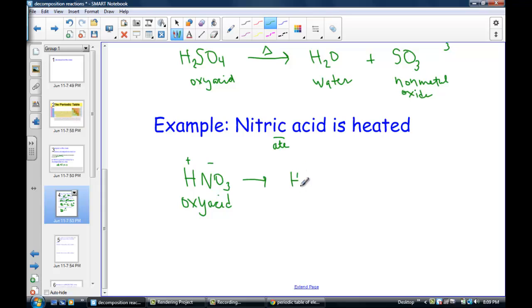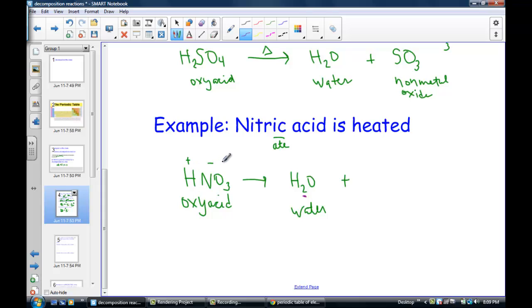Remove the water. I know water must come out. But now what do you notice here? I just want to play a little chemical detective. Do you notice how we have 2 hydrogens? We have to have 2 hydrogens to make a water. But over on the left side, this particular oxyacid only has 1 hydrogen in the formula.